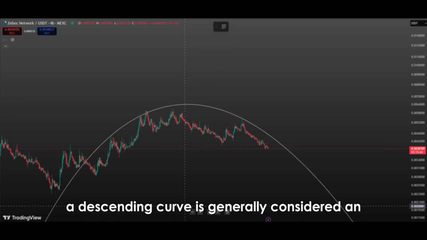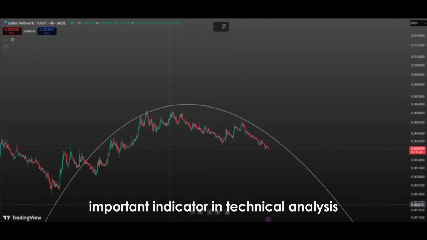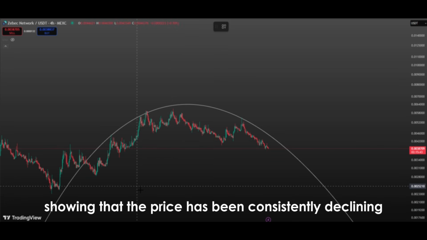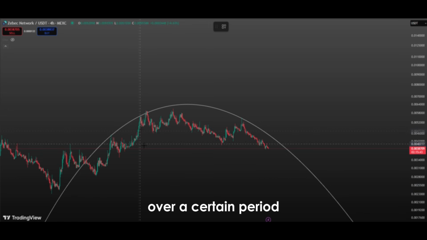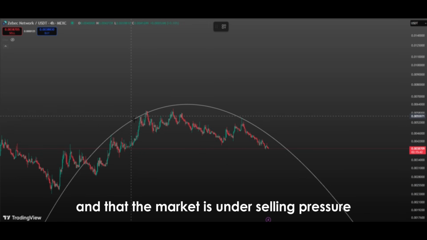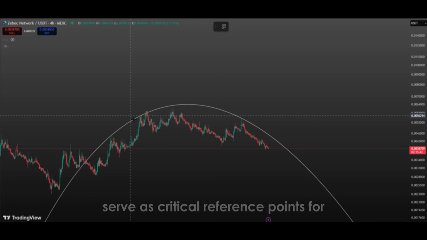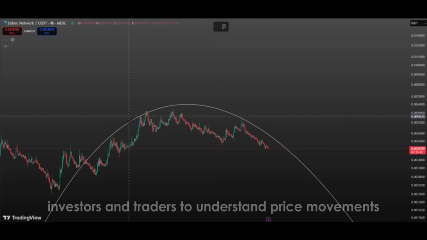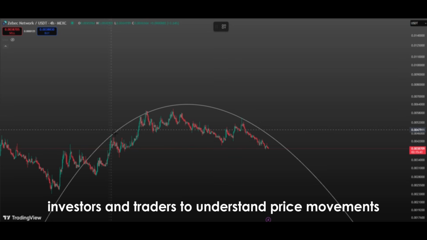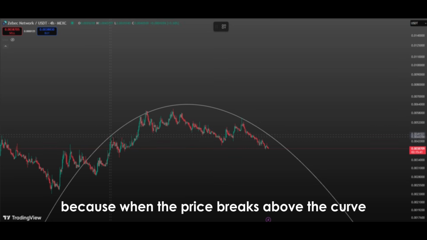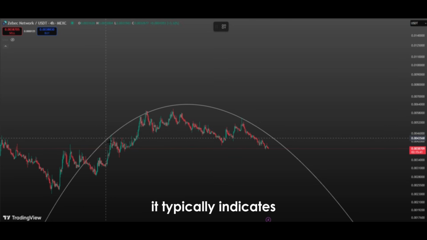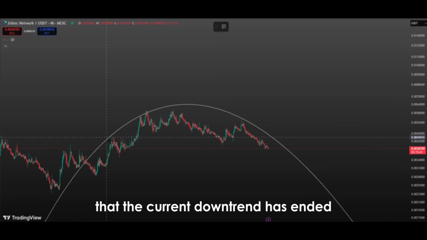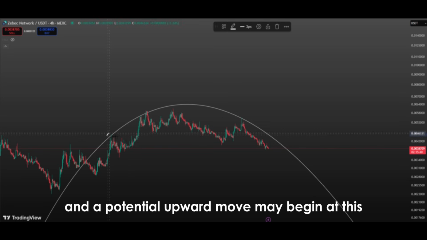Such a descending curve is generally considered an important indicator in technical analysis, showing that the price has been consistently declining over a certain period and that the market is under selling pressure. Descending curves serve as critical reference points for investors and traders to understand price movements, because when the price breaks above the curve, it typically indicates that the current downtrend has ended and a potential upward move may begin.